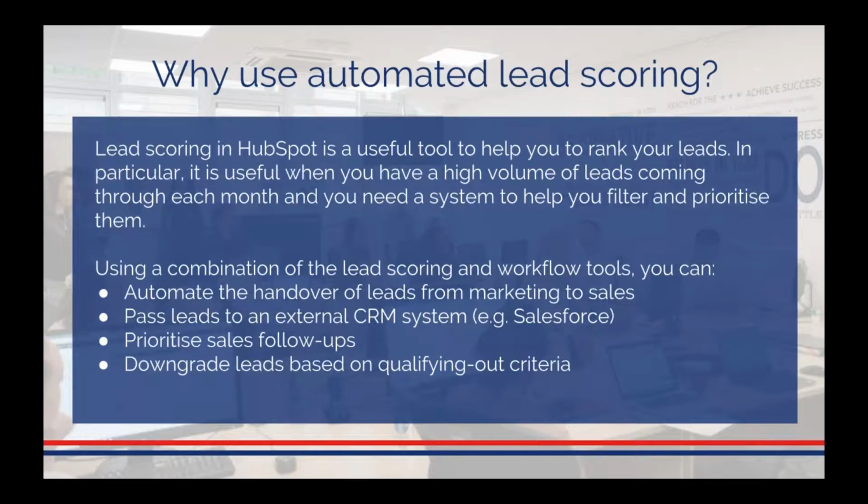Prioritizing sales follow-up. If you've got hundreds of leads coming through into your portal, then working out which ones you want your sales team to focus on is really important. So again, a lead score can help you with that. But also, just as importantly, you can downgrade leads. If there are certain criteria that you know mean a lead isn't relevant to you, then you can use the lead score as a way of downgrading those people.